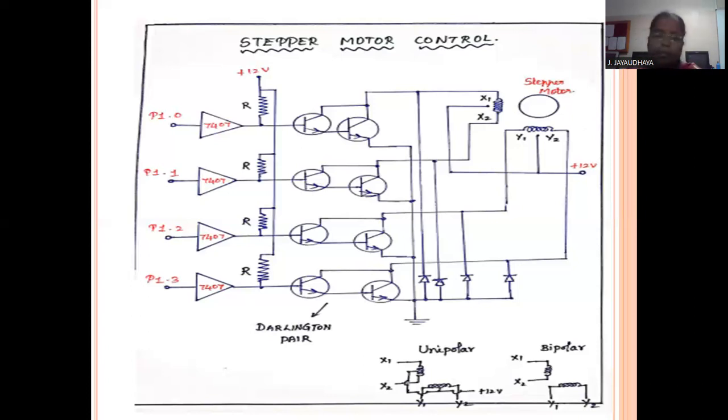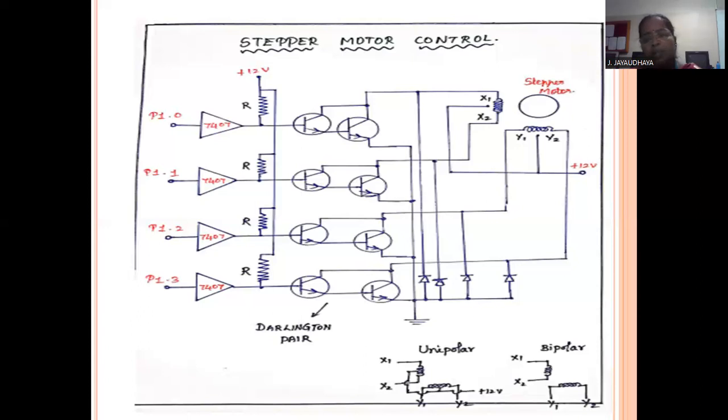Actually, a Darlington pair is nothing but a multi-transistor configuration. It consists of 2 transistors. So you may have the doubt, why are we using 2 transistors? See, if you are using a single transistor, the transistor does not have sufficient current to drive the load. That's why here we are using a 2 transistor model. The output of the first transistor is given to the second transistor in order to increase the current value. Then the output of the Darlington pair is given to the stator winding of the stepper motor. So here X1, X2, Y1, Y2 are the stator windings.